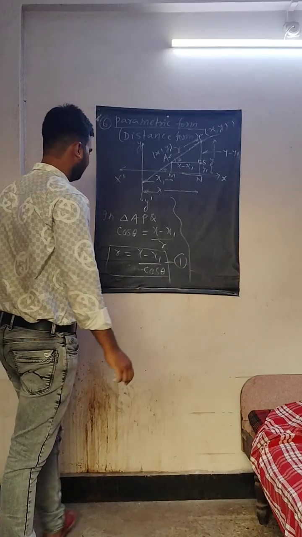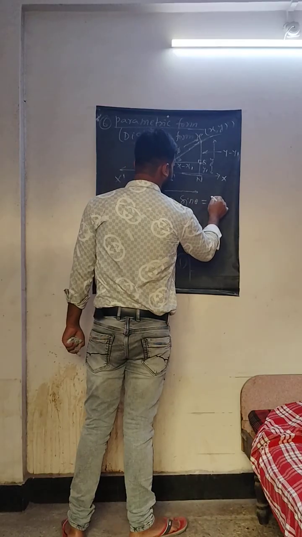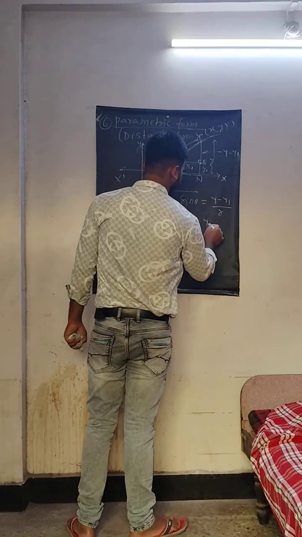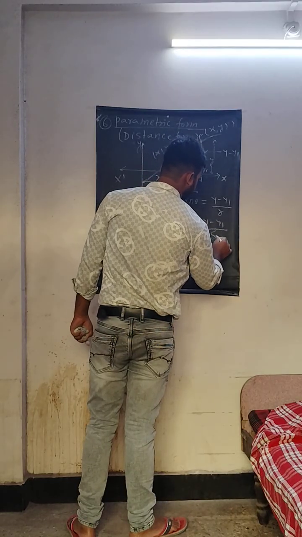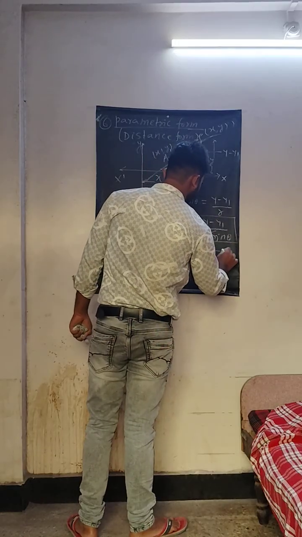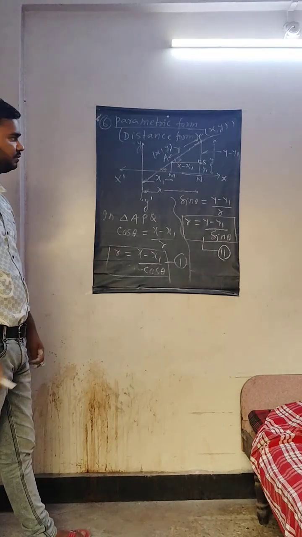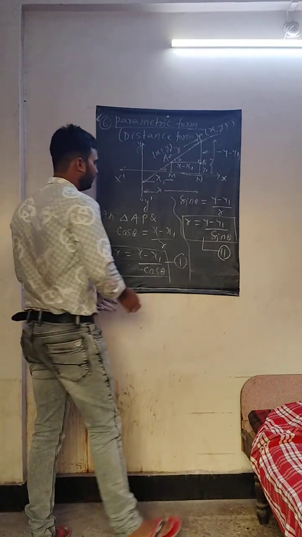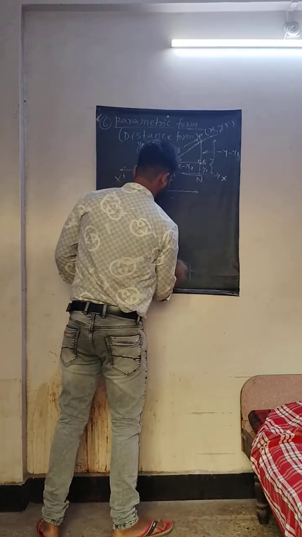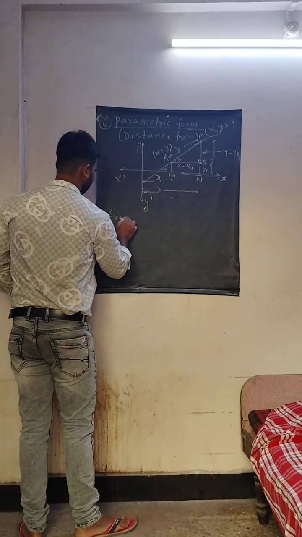Again in triangle APQ, what is sin theta? Sin theta is y minus y1 by r. What is r? R is y minus y1 by sin theta. This is equation number second. Okay beta, any problem? From equation first and second.